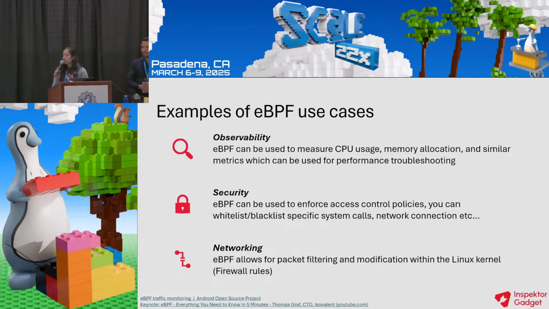eBPF can be used for a variety of use cases. From an observability perspective, it can be used to measure CPU usage, memory allocation, and similar metrics used for performance troubleshooting. It can also be used for security, to enforce access control policies. You can whitelist or blacklist specific system calls, those are the calls coming from user space to the kernel space, and network connections, etc. And finally, what it's maybe famous for, eBPF can be used for networking. It allows for packet filtering and modification within the kernel, like firewall rules.